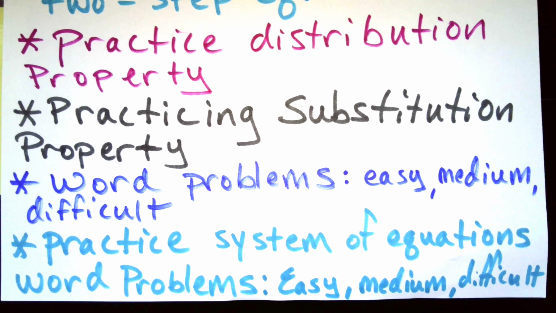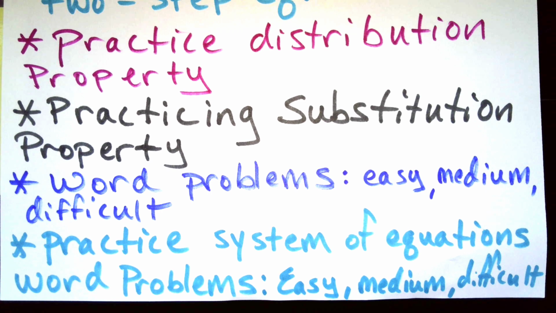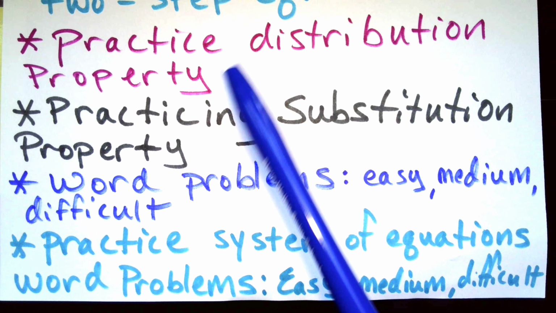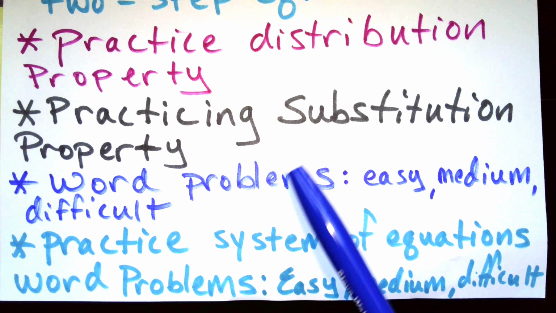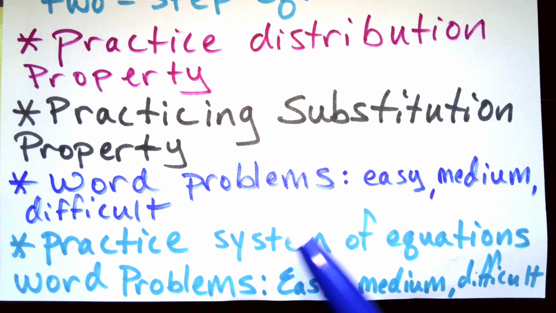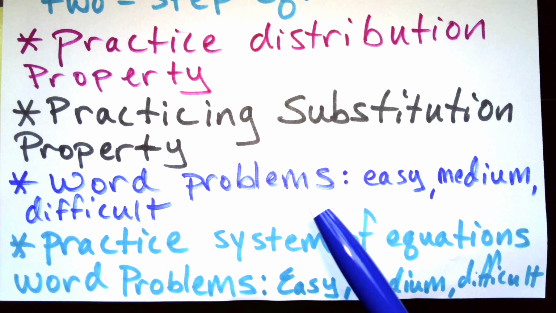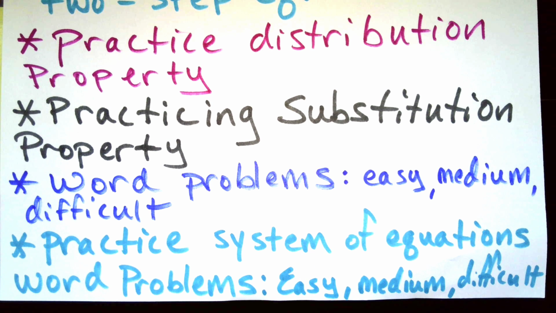Don't quit. Don't give up. Don't be afraid to make a mistake. If you make a mistake, go back. Look at your steps. Where did I make a mistake? Learn from it. Don't do it again. Keep practicing. You absolutely can do this. Don't give up. Don't quit. Math is easy. Take it step by step.